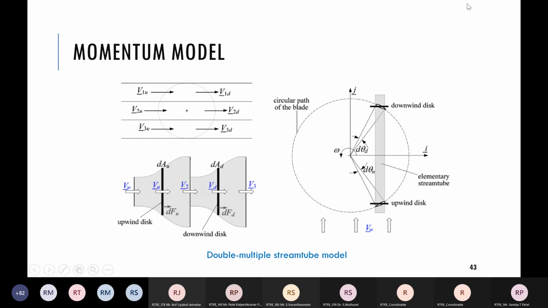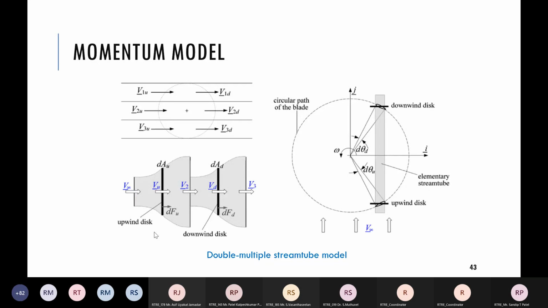So he has divided the rotor into two separate regions for upstream and downstream, and both regions are again divided with multiple stream tubes. This model basically gives a good correlation with experimental results compared to the single stream tube and multiple stream tube models. So this is a somewhat better model.